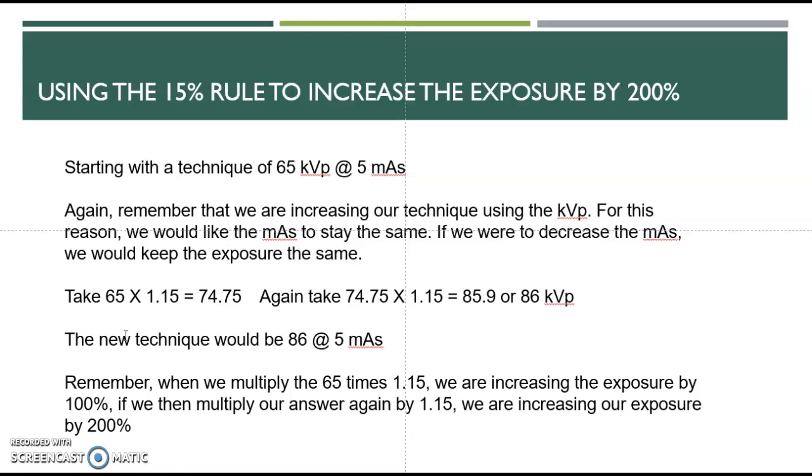So now if we take the answer we got there, the 74.75, times it again by 1.15, we come up with a new kVp of 86. This is where we then increased our exposure by 200%. So our mAs is going to stay the same, and our new technique would be 86 at 5 mAs. So again, remember, when we multiply the 65 times 1.15, we are increasing the exposure by 100%. If we then multiply our answer again by 1.15, we are increasing our exposure by 200%.